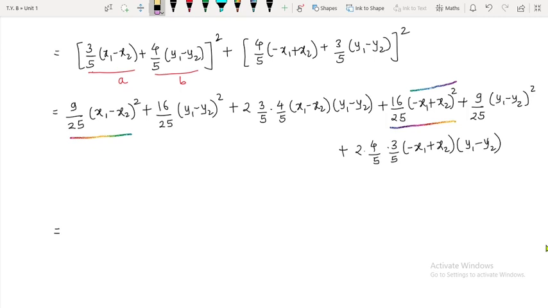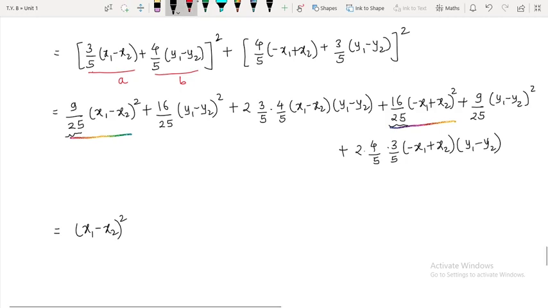So (x2 minus x1) whole square is same as (x1 minus x2) whole square. So simply I am going to add them. Once you add them, the coefficients will also be added. Over here the coefficient is 9 upon 25 and it is 16 upon 25, so it will be 25 upon 25, which is 1. So here you are going to get (x1 minus x2) whole square.